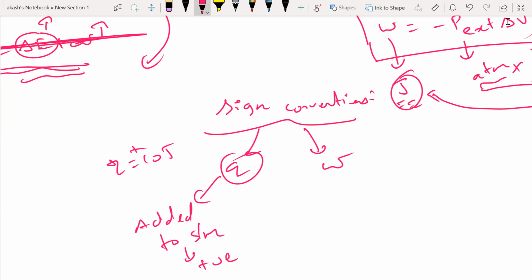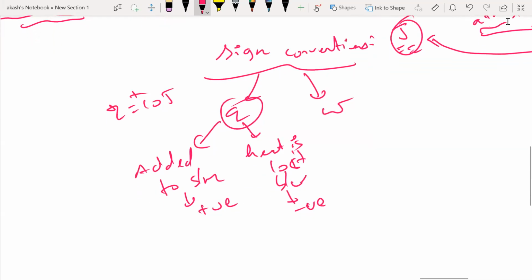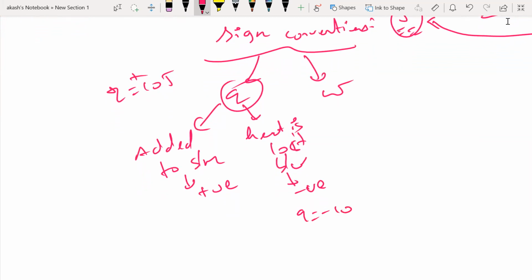Another way is that heat is lost by the system. Whatever be the amount of heat lost, that value should be a negative value. So if I say 10 joules of heat is lost by a system, then I will say that the Q value is minus 10 joules. Heat gained is positive. Heat lost is negative. This convention we will follow.